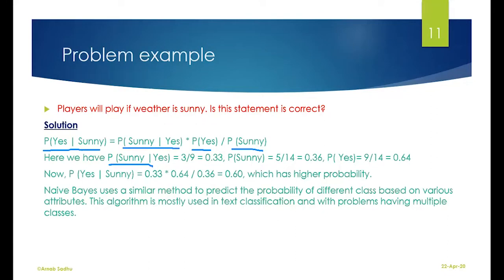So is the statement correct or not? If it is greater than 0.5, the statement is correct. We got probability of yes given sunny equal to 0.6. So we conclude that this statement is correct.